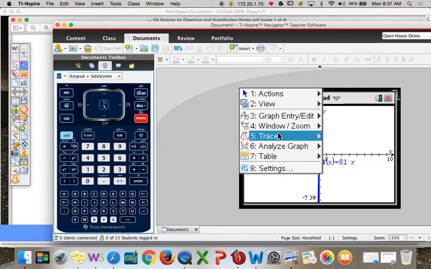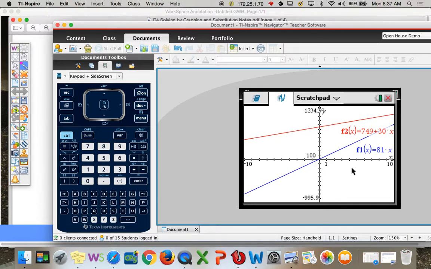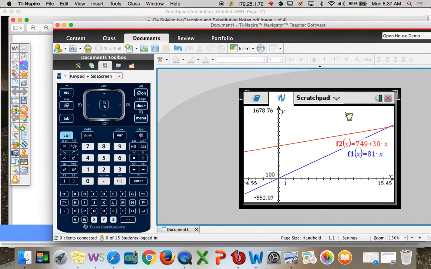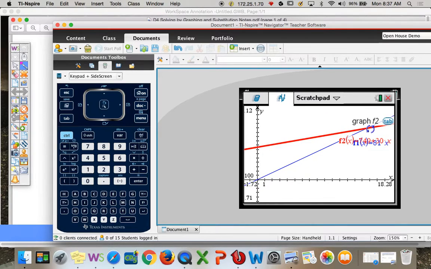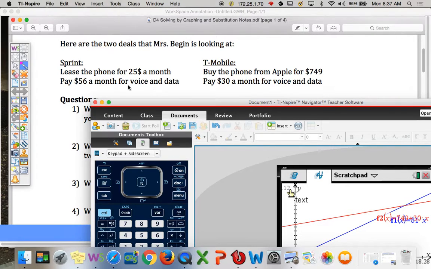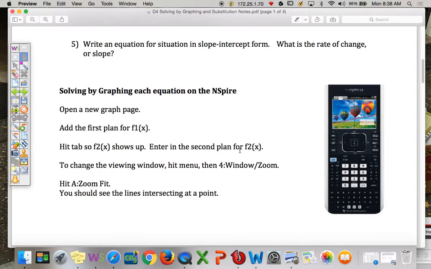So if we go to menu, window, zoom, zoom fit, it usually shows us our point of intersection. So let's try that. And it doesn't, so I'm going to drag this over until we find our point of intersection. And there it is. Here's where they intersect. And on our worksheet, it tells us how we can calculate the point of intersection.